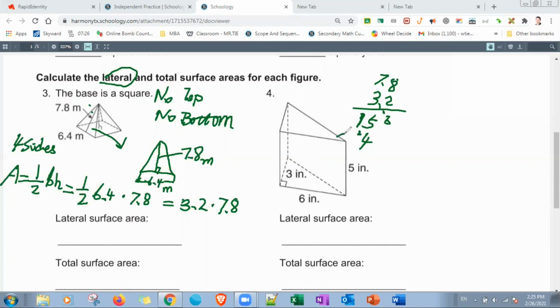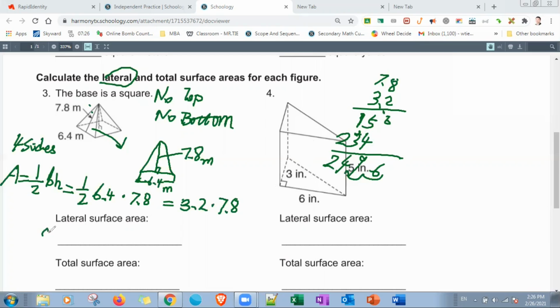24, 21, 23, add them up, 6, 9, 4, 2 digits. Move to the left twice. All right, 24.96.